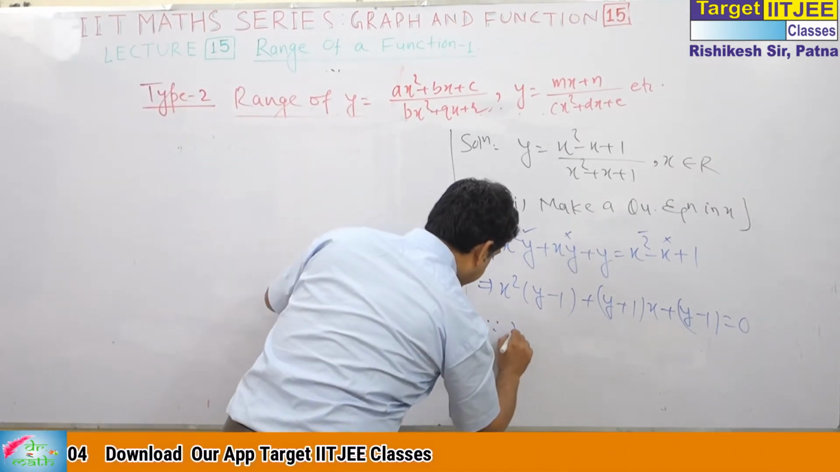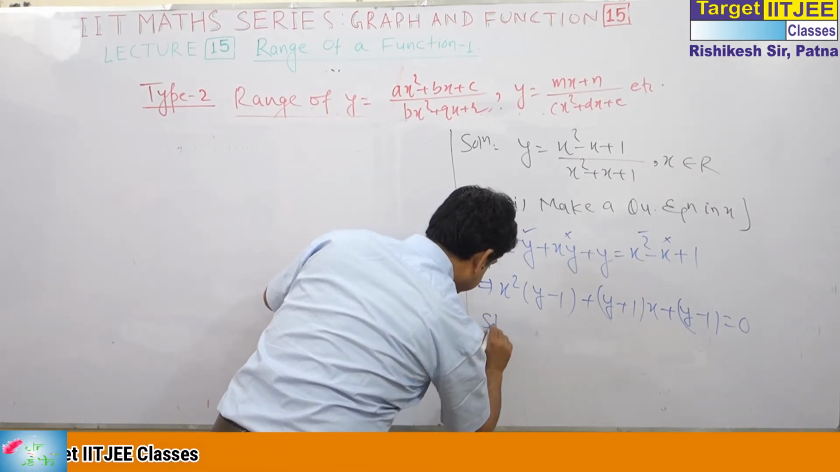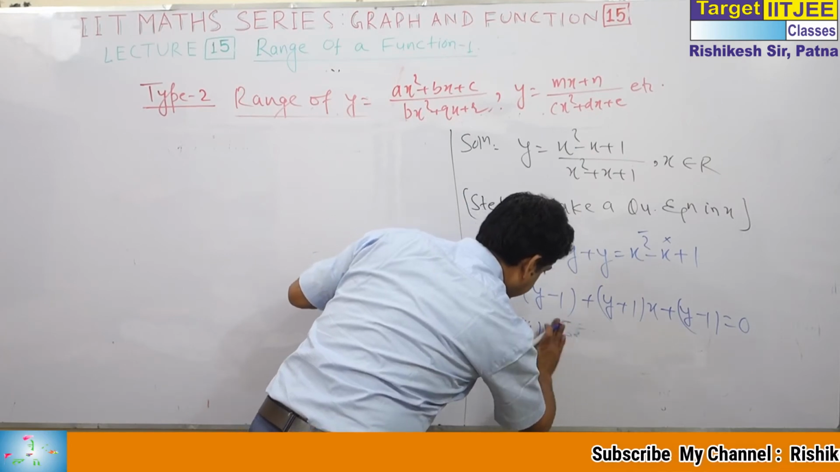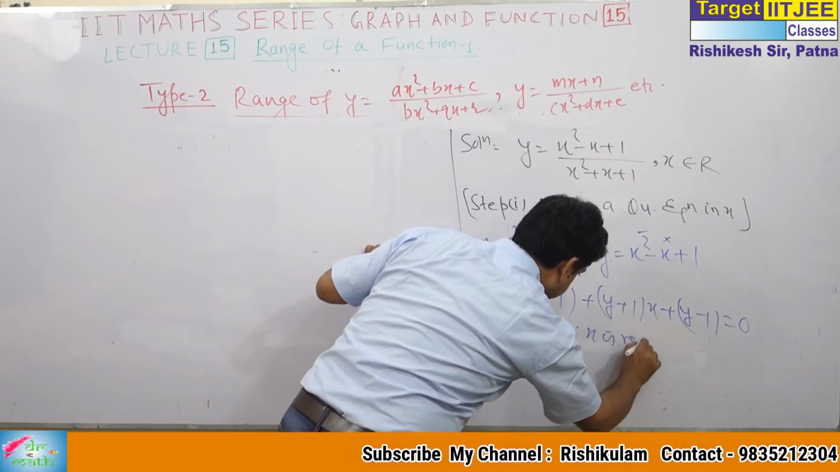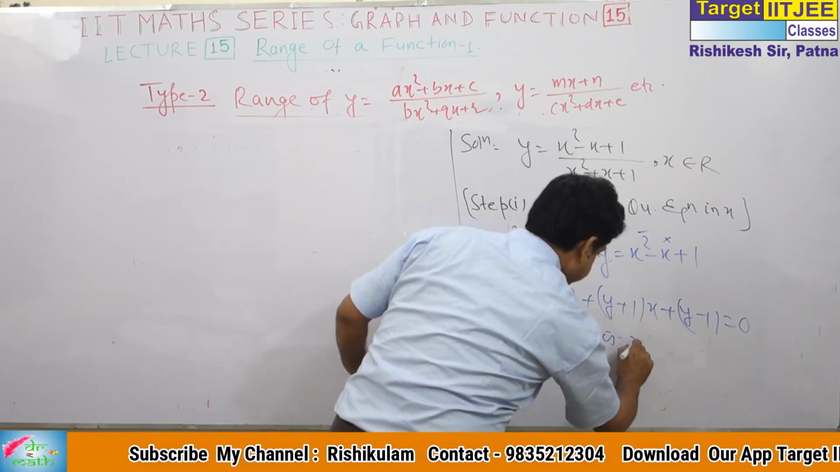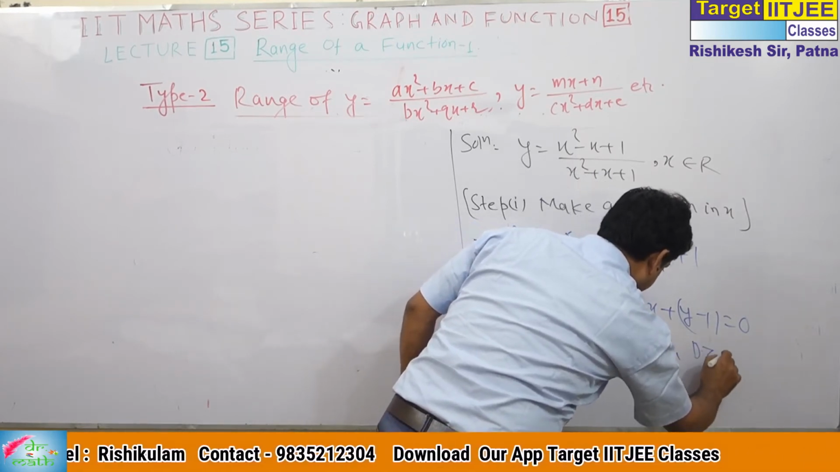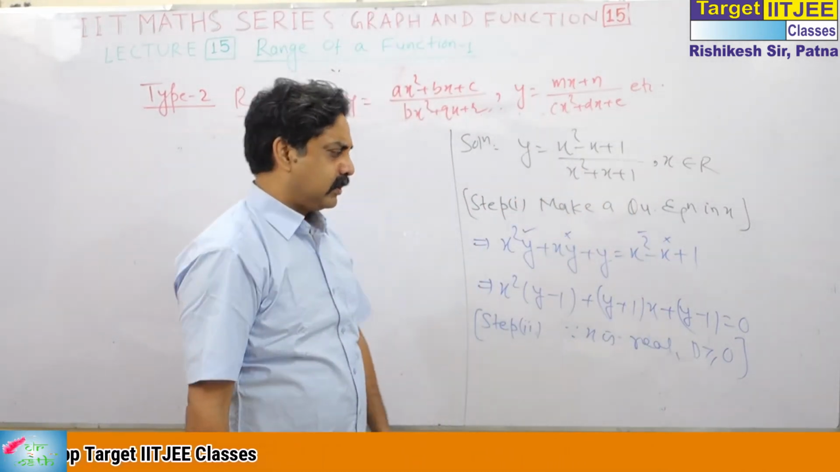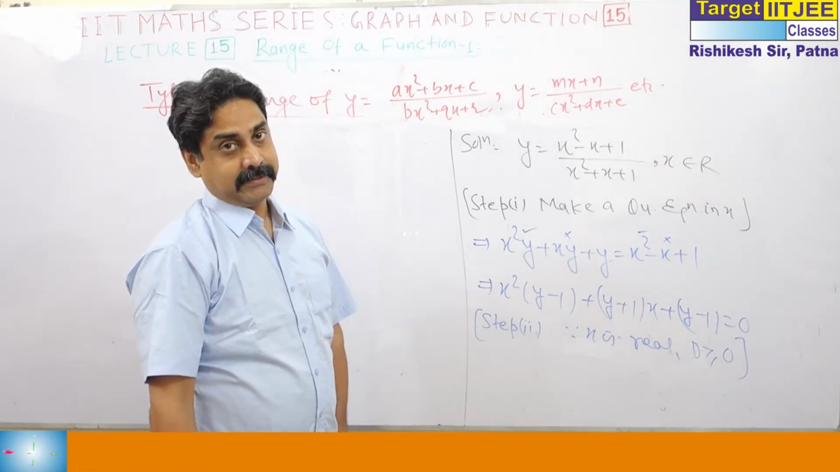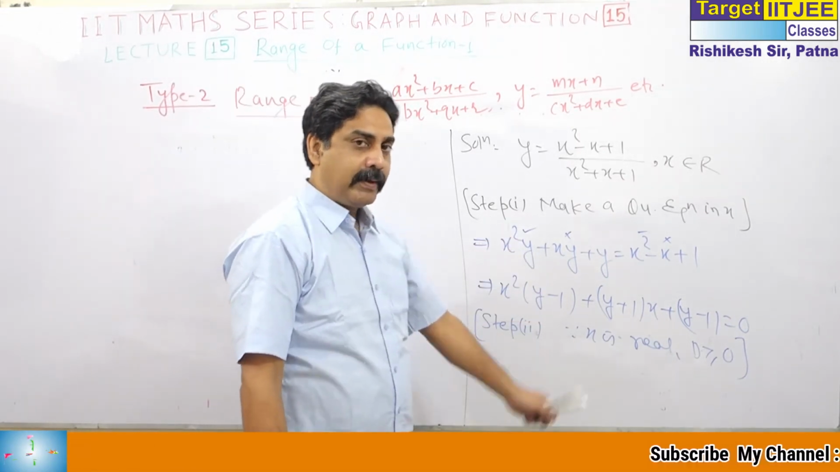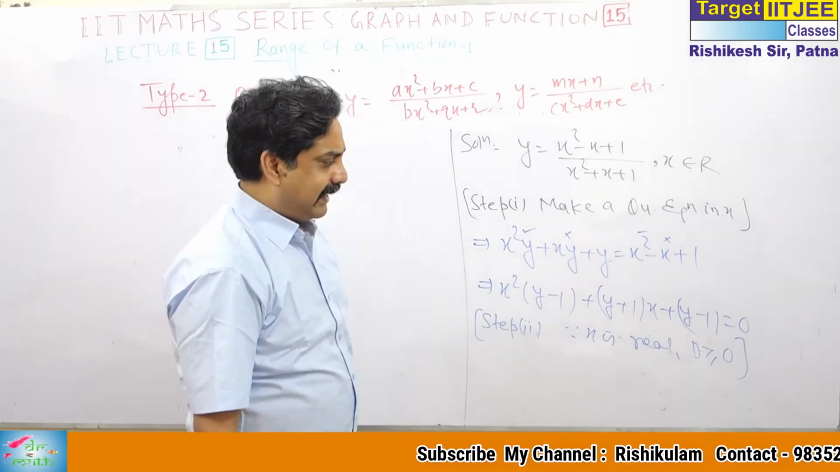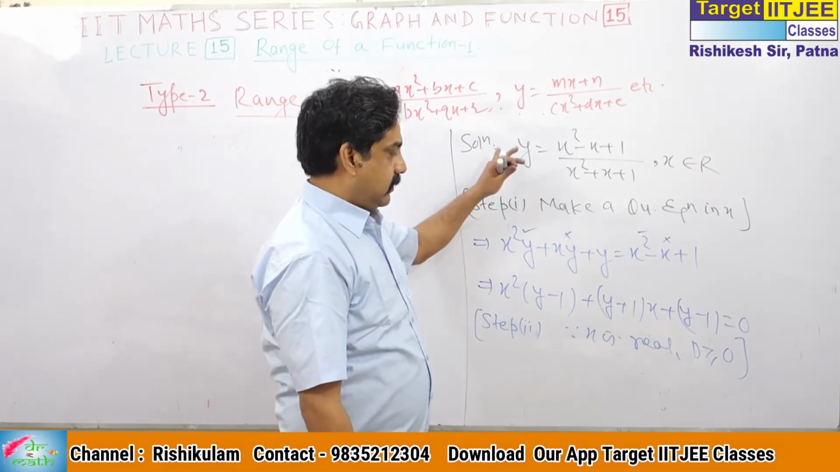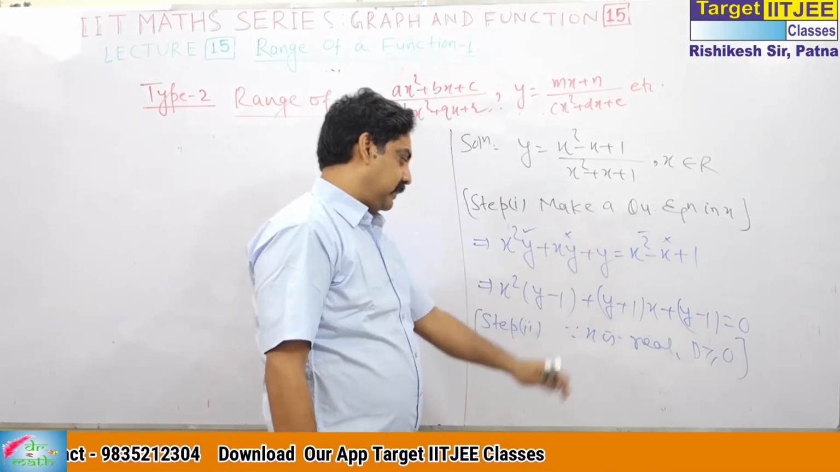Since x is real, now step 2. Since x is real, D should be greater than or equal to 0. If x is not defined at 1 or 2 values, do not bother for it. You have to be alert. When you take the class of discontinuity, that point will also become clear. But till then you do what I am doing here.